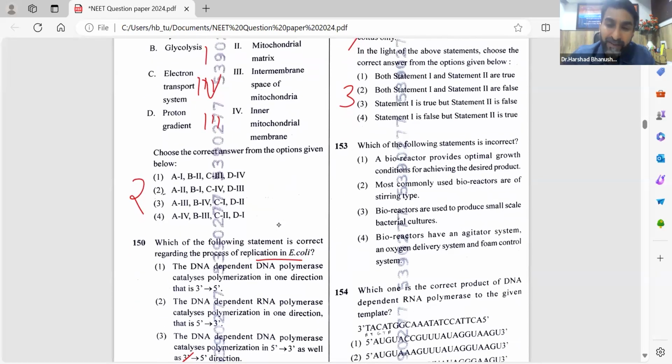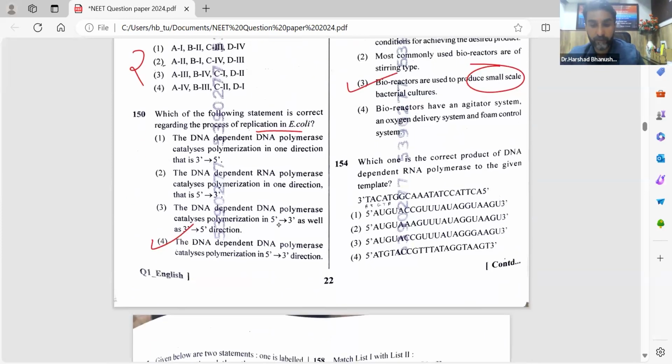They have asked you what is an incorrect statement. Now, out of these 4, bioreactors are not for small scale cultures, they are for large scale cultures. So the incorrect statement is this.